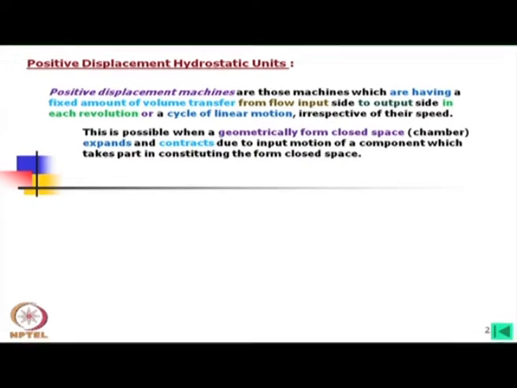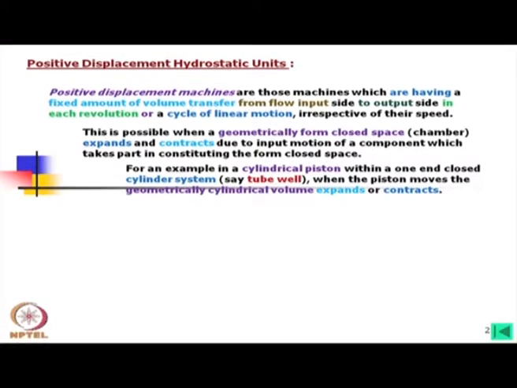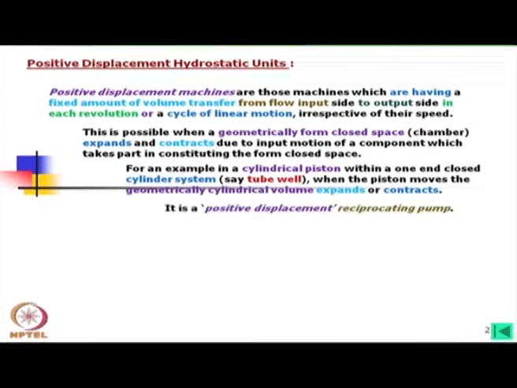This is possible when a geometrically formed closed space chamber expands and contracts due to input motion of a component which takes part in constituting the formed closed space. For an example, let us consider a cylindrical piston within one enclosed cylinder system, say a tube well. When the piston moves, the geometrically cylindrical volume expands or contracts. We know this. It is called a positive displacement reciprocating pump.